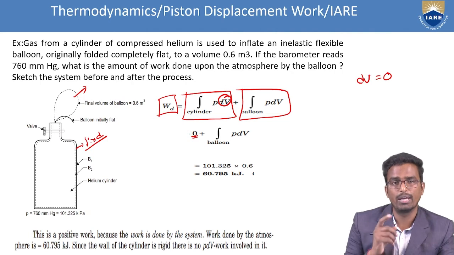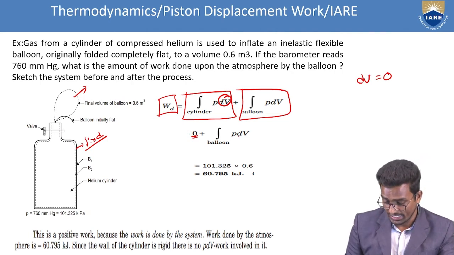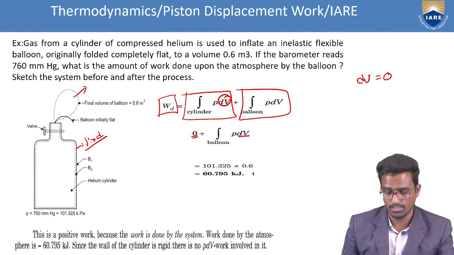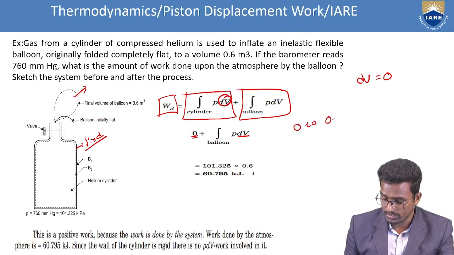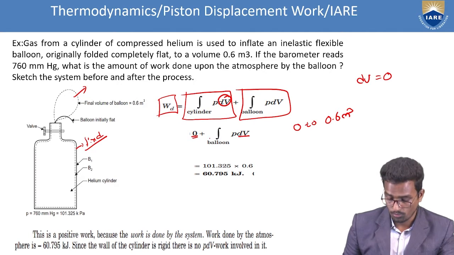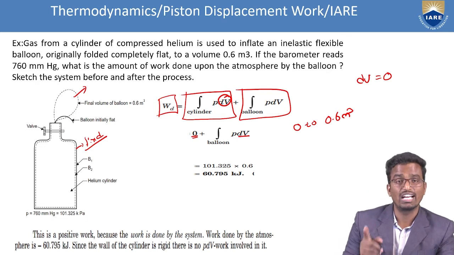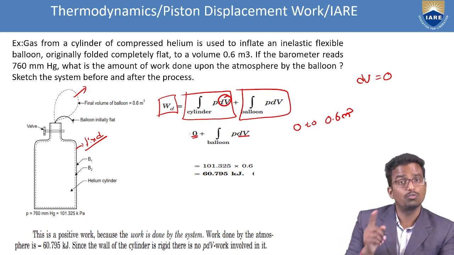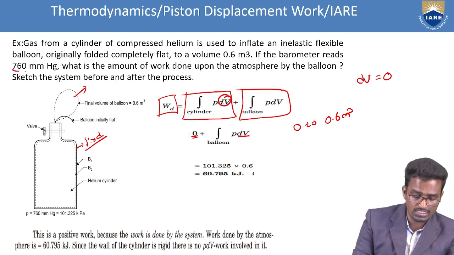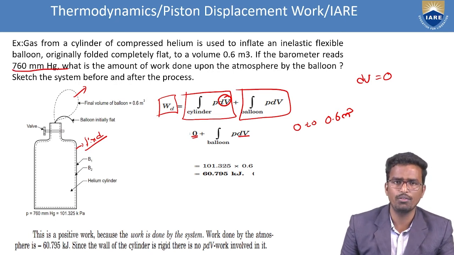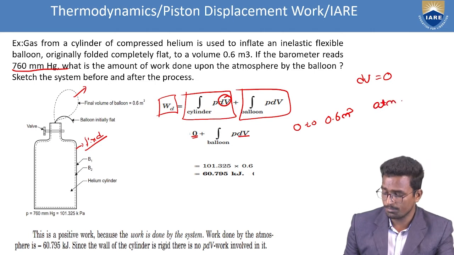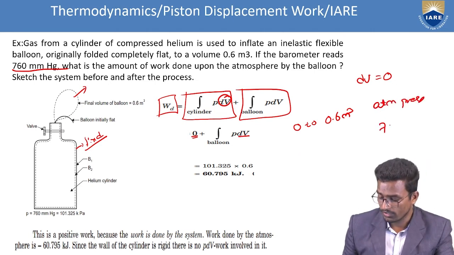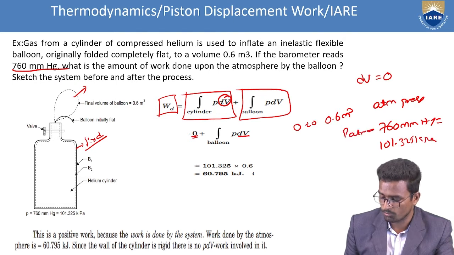But here the balloon is expanding, so the dV value is changing. How much it is changing? From 0 to 0.6 meter cube. So it is changing the volume from 0 to 0.6 meter cube, so that much amount of work is being done. And at what pressure conditions? At a pressure of 760 mm of Hg. What is 760 mm of Hg? It is atmospheric pressure. We know that 760 mm of Hg is equal to 101.325 kilopascals. This we call P atmosphere.